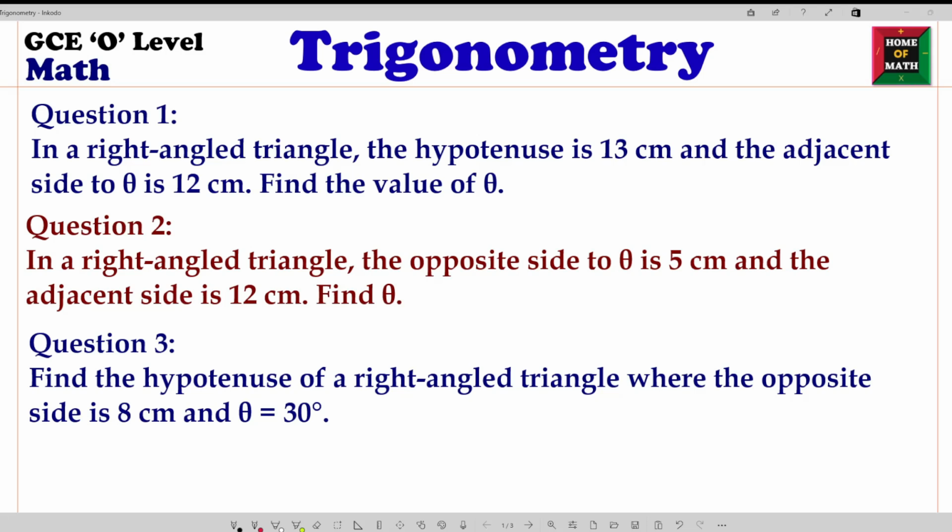Today's topic is trigonometry. Here are 3 questions we will try to solve today. First question.